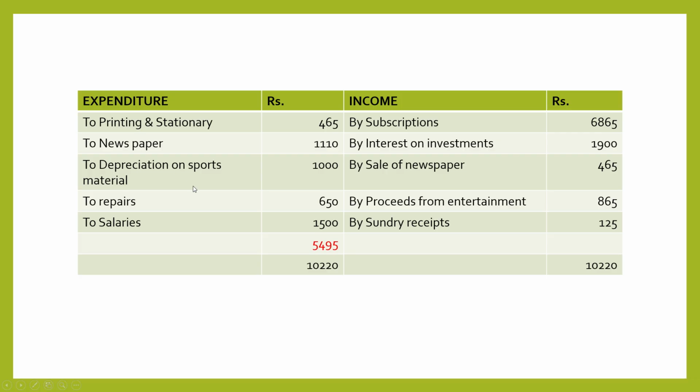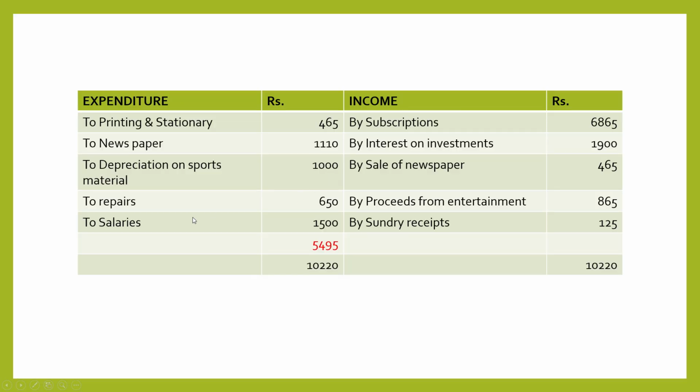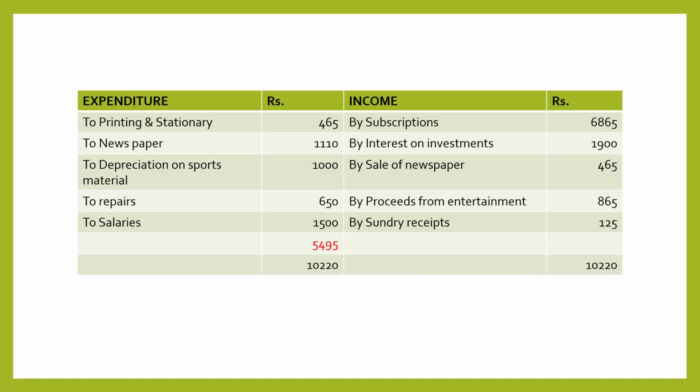So on expenditure, we have printing and stationery, newspaper, and then sports material is not taken here because it is a capitalized item. Depreciation on sports material alone is considered here. So sports material is valued at 4,000. Here it is 5,000. So the difference between 5,000 and 4,000, that is 1,000, is given here. Repairs is 650, and then 1,500 for salaries. So other items, such as books and periodicals, may be considered as capital items. So that will be coming under the income and expenditure.